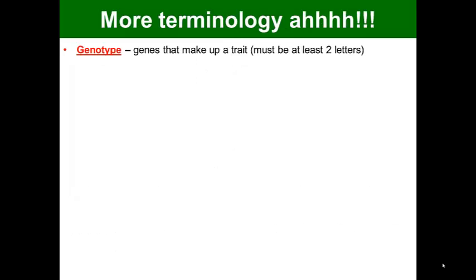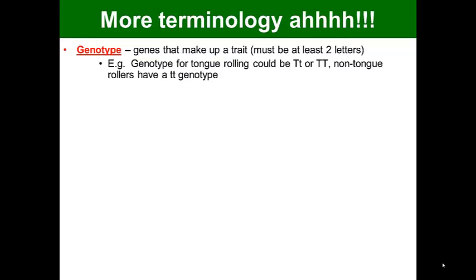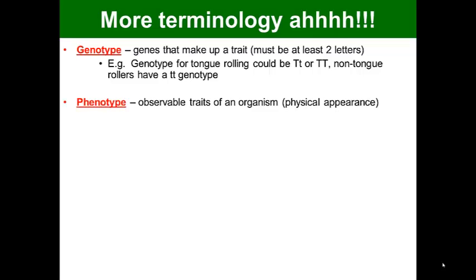A genotype are the genes that make up a trait, and it must contain at least 2 letters. For example, the gene for tongue rolling could be either big T, little t, or big T, big T, because you only have to have one dominant allele in order to be able to roll your tongue. If you're a non-tongue roller, you have a little t, little t genotype, or 2 recessive alleles. A phenotype is the observable trait of an organism, so it's physical appearance.